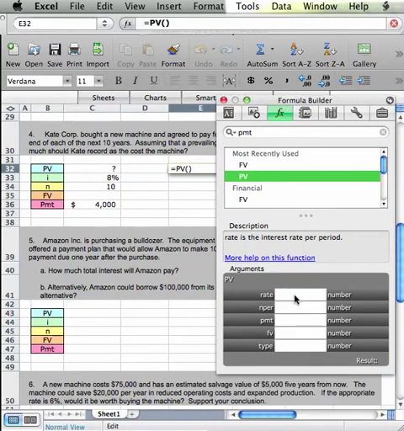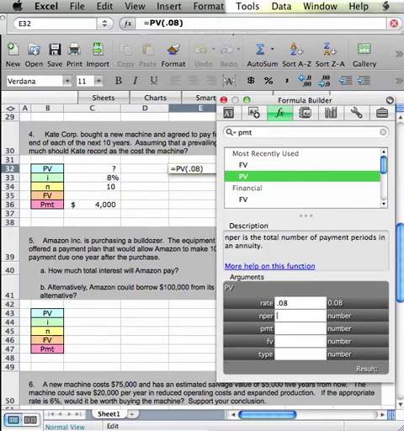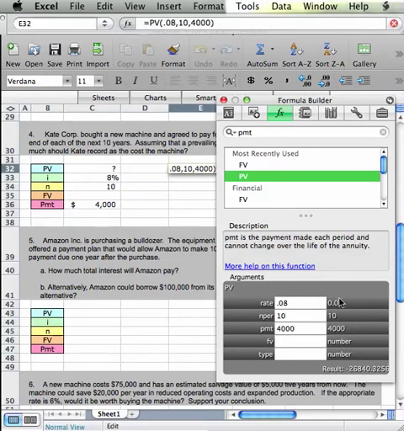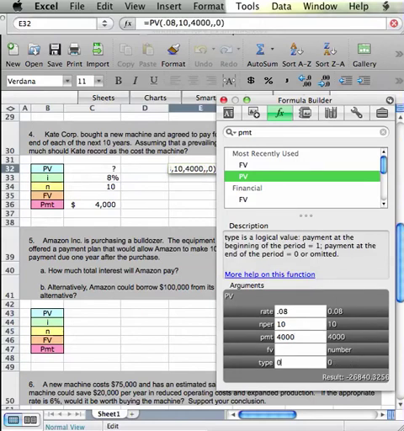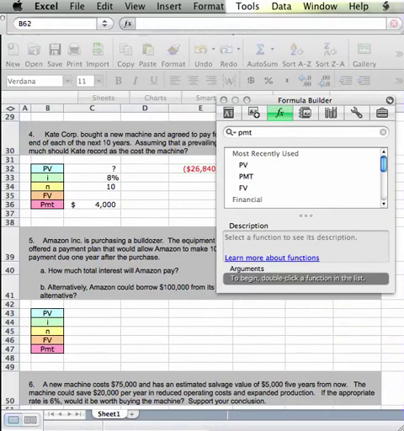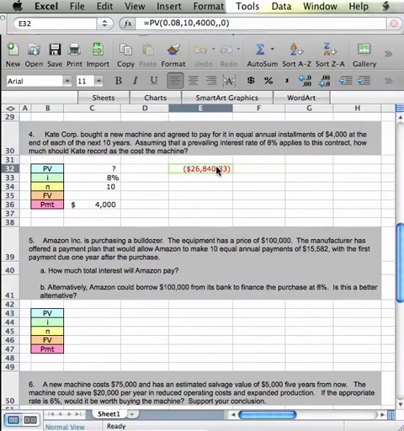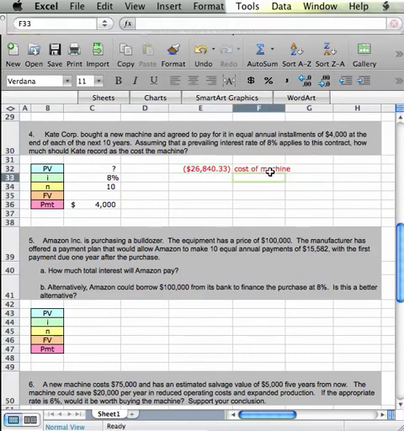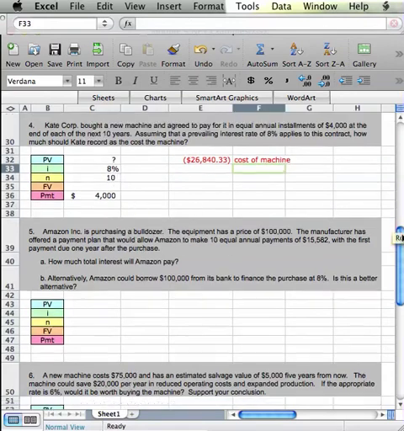In this case, our rate, 8%. Our number of periods, 10. Our payment is $4,000. Future value does not apply. And remember, the type we said was going to be 0. So when we enter and select enter, our answer is $26,840.33. That would be the cost of the machine, and that's what we would record on our books for that machine based on those payment streams and interest rate.